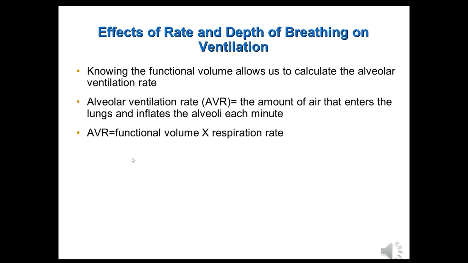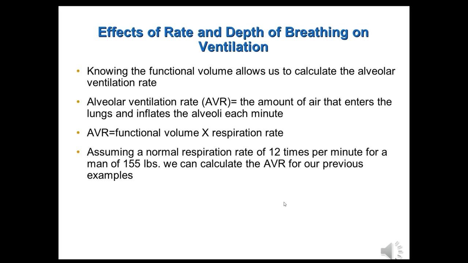All right. Alveolar ventilation rate is your functional volume times your respiration rate. So after we calculate our functional volume, we then also want to multiply that by our respiration rate, and that's going to tell us how much air gets to our respiratory zone per minute.